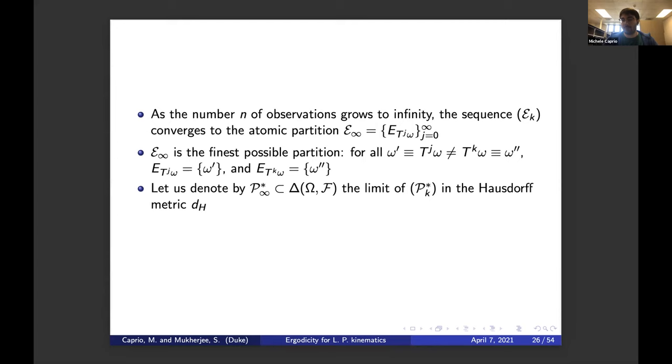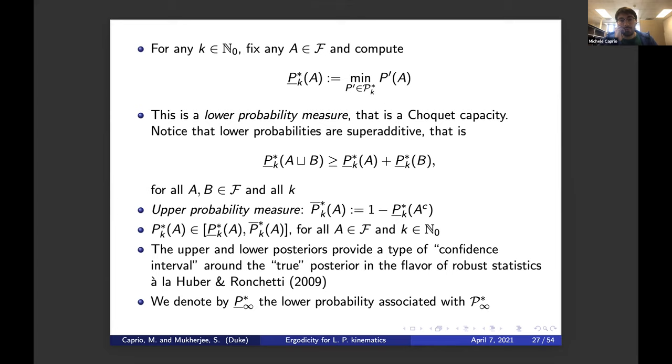Now, we are almost at the main results. I need to give you some elements of lower probability theory. So a lower probability is defined as such. It should actually be the infimum, but since we argued that P star K is always compact, we can replace it with a minimum. And this is a lower probability measure, in particular a Choquet capacity, and it's superadditive, which means that the lower probability of the union of disjoint sets is greater or equal than the sum of the lower probabilities.